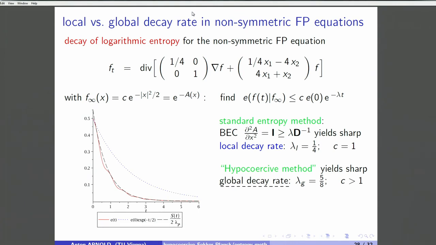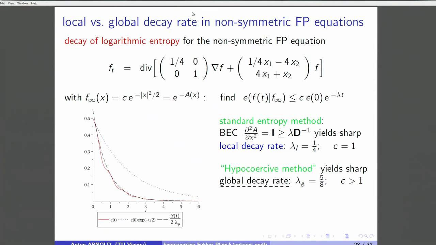So at this point, we have two methods. We have the standard entropy method, and we have this modified entropy method. And we want to compare the results that we obtain. So the red curve is, again, the time evolution of the relative entropy for this example. So you see, as before, there's this wavy decay. The equation here is not degenerate. Therefore, we don't have horizontal tangents. But we have this wavy decay.